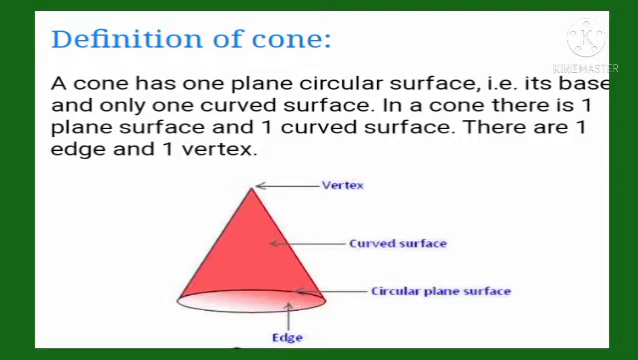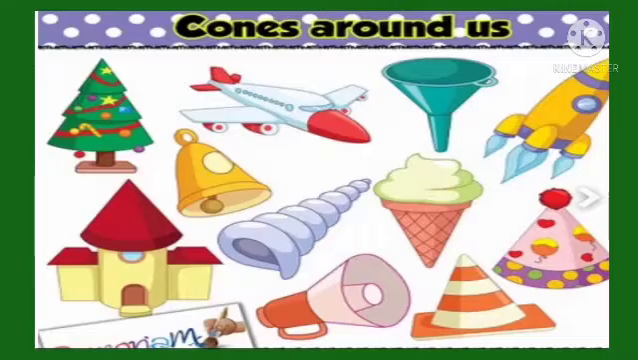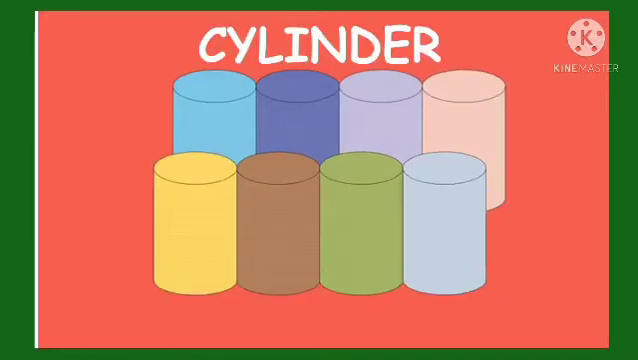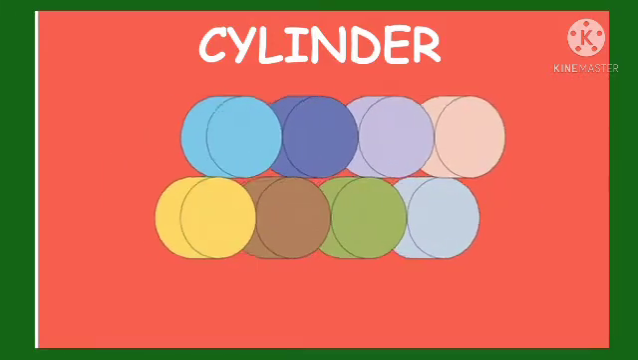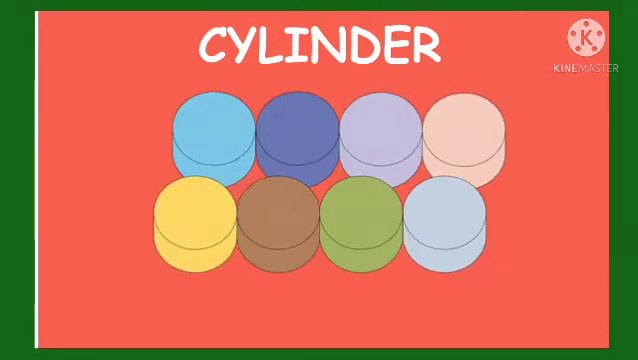And here the plane surface and curved surface. The plane surface here is a circle and one curved surface. There is one edge and one vertex. Here are the examples of cones. Now let us see about the 3D shape cylinder.